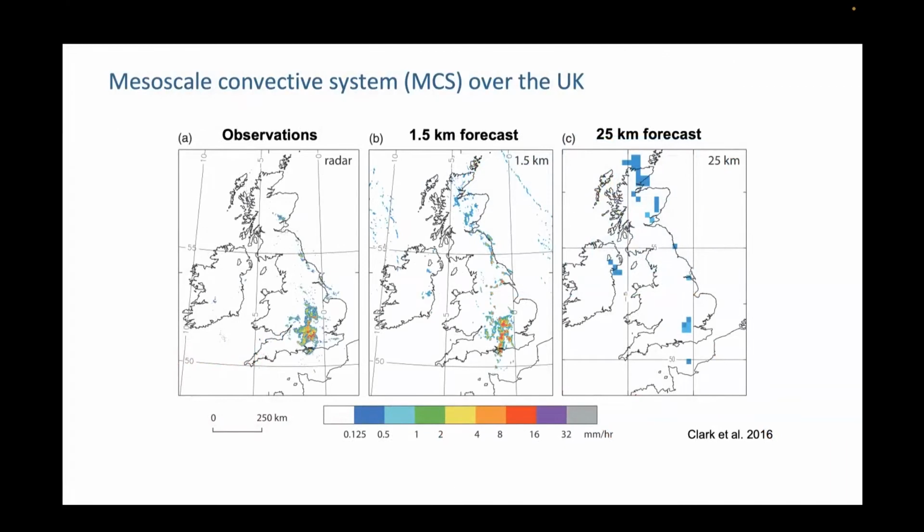This is another example of what mesoscale convective systems over the UK look like. This is observations. This is a model over the United Kingdom from the Met Office at 1.5 kilometers, and this is their global model forecast system at 25 kilometers. That is definitely qualitatively different in the forecast. And if you're in London at this time, you definitely want to know that you've got this sort of extreme weather happening, not this light rain that's occurring basically in the large scale global model.